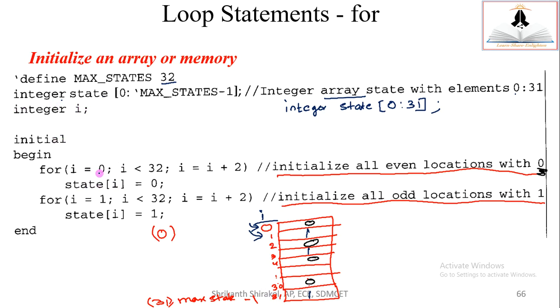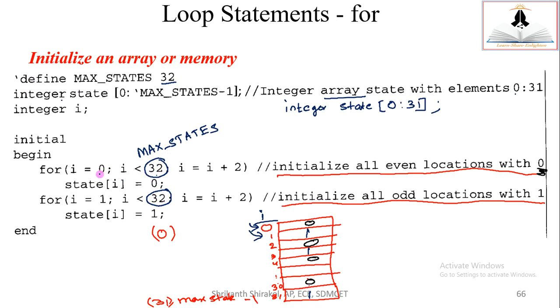So 0 is the initialization for this loop. i should be less than 32. That's the terminating condition. So here this 32 and this 32 should have been replaced with MAX_STATES, because if I change this to 64, here it remains the same. So make that small correction at your end itself. If I want to make it 64, here also it changes to 64, and here also it changes to 64. If I just write the number itself, then it does not happen. So to make the best use of this compiler directive, I have made this change. Let us assume 32 in this case.